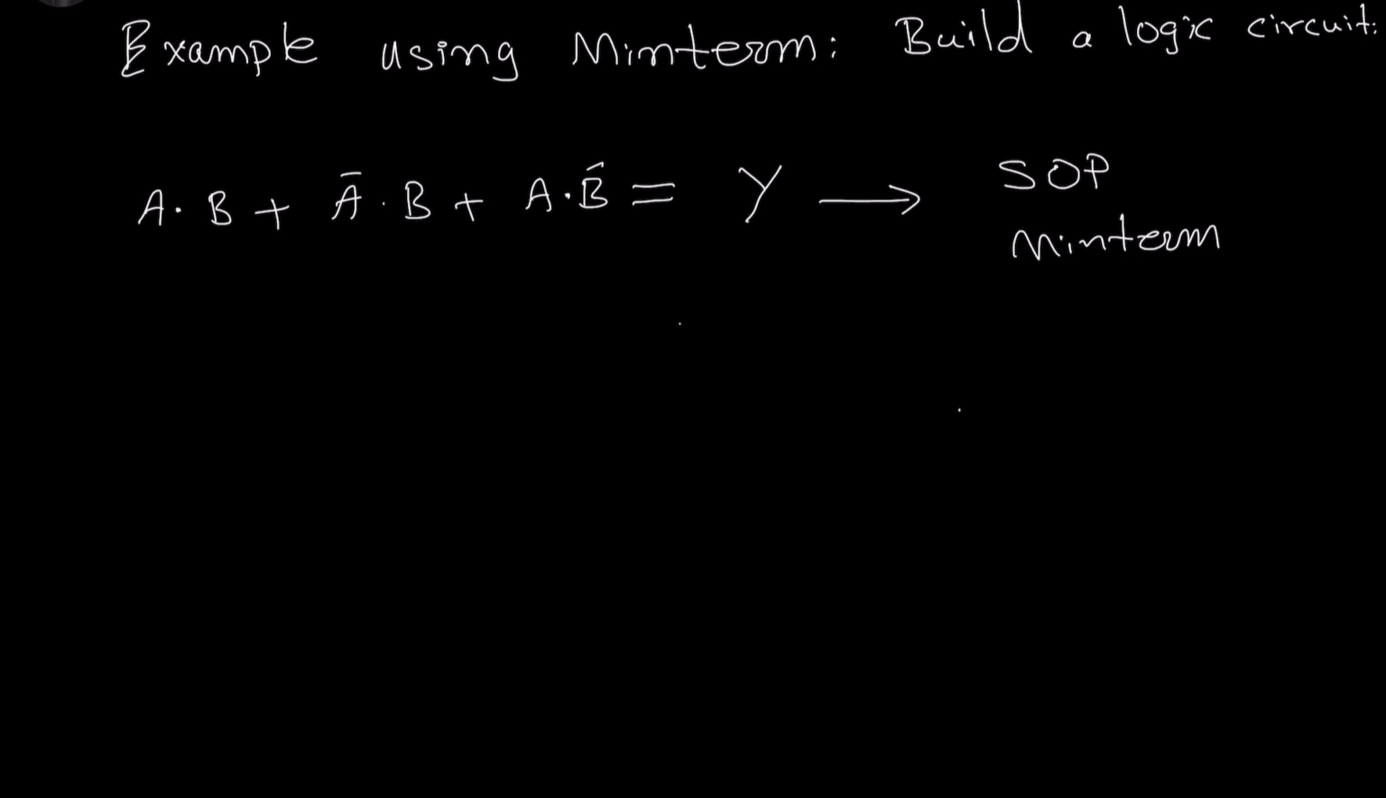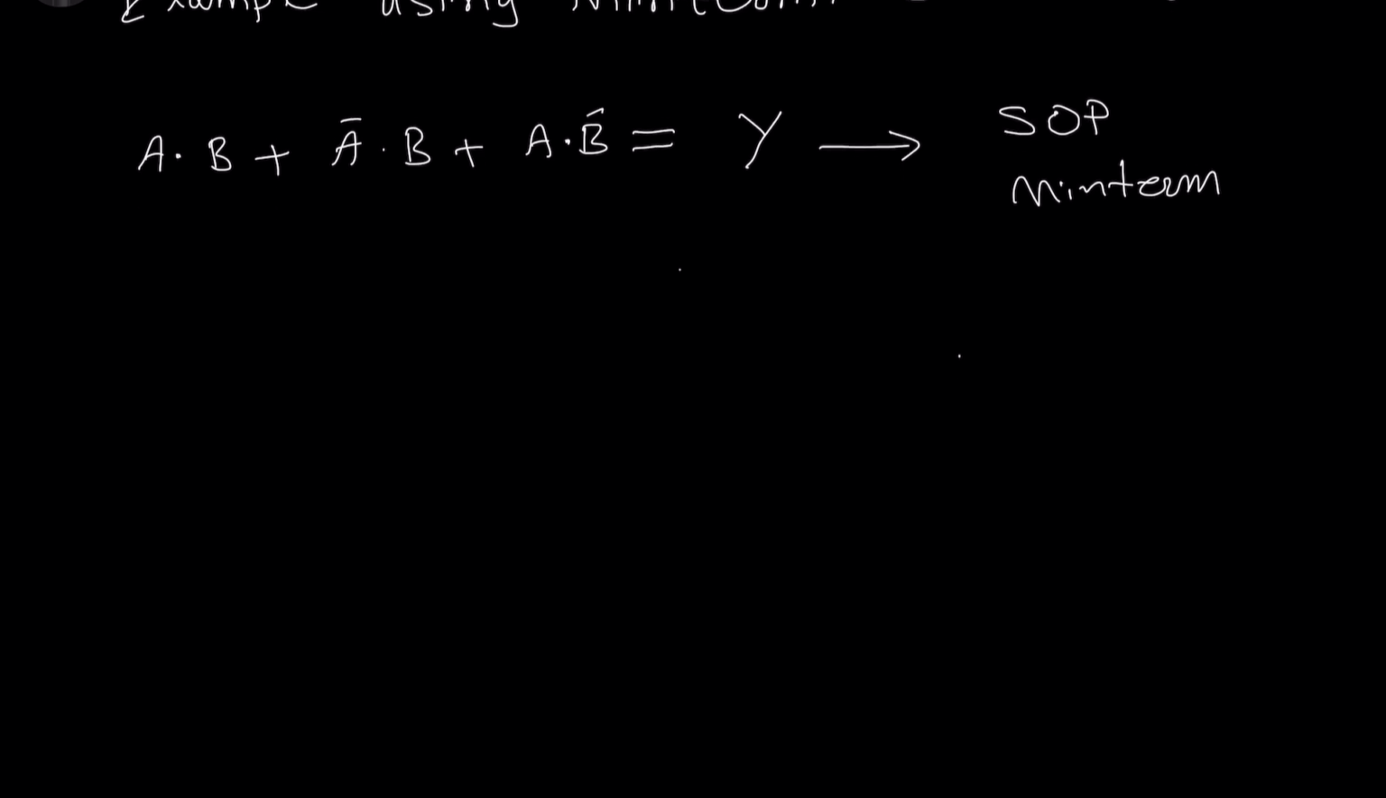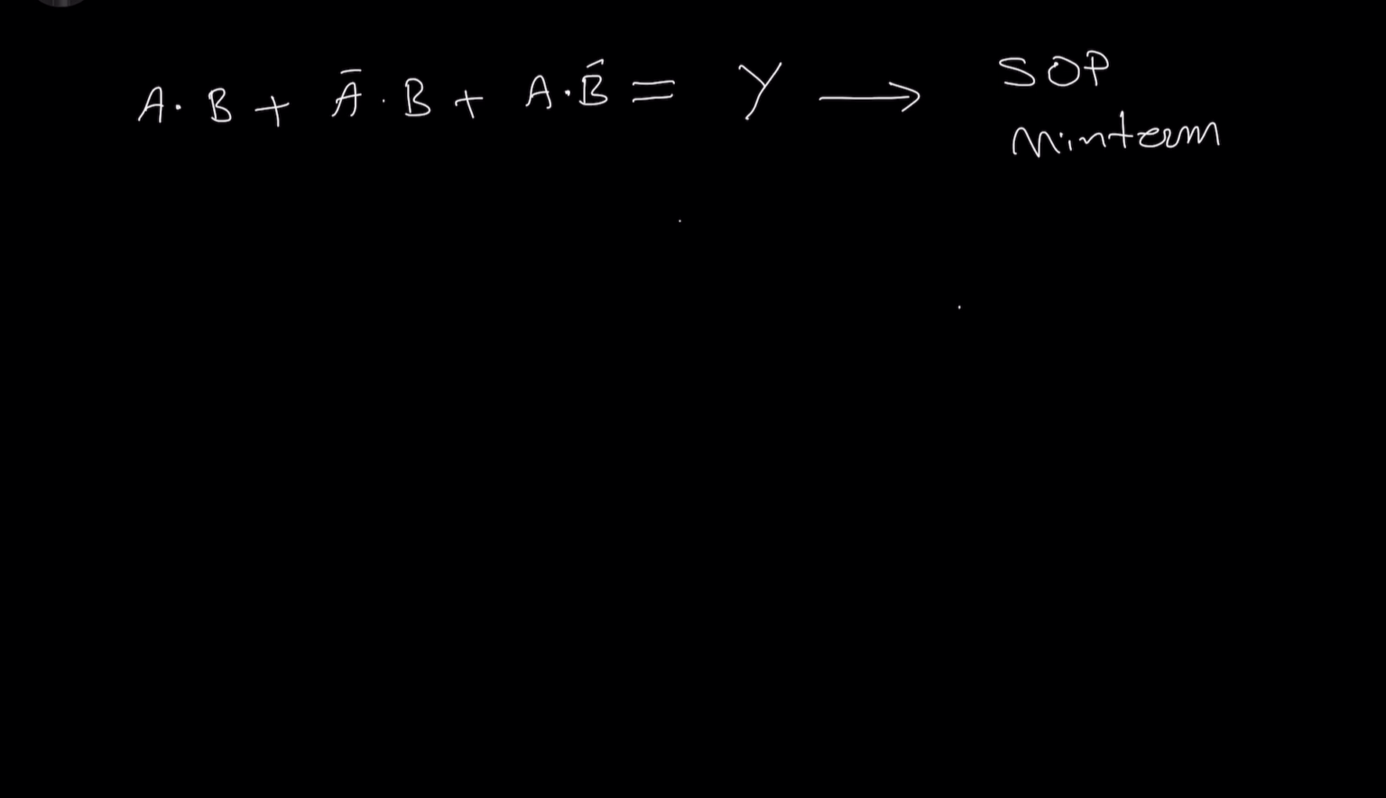Sum of products, our end result will be an OR gate. Our last logic gate will be an OR gate, and the beginning or startup gates will be the AND gates. So let's draw. So how many? Let's see. We have 1, 2, 3 inputs, one OR gate. That's what we need.